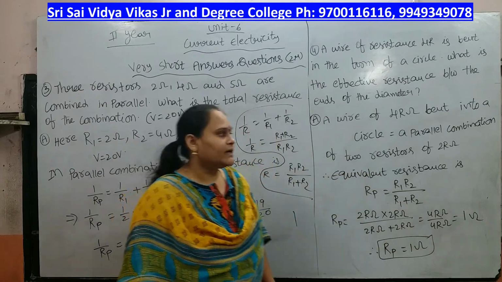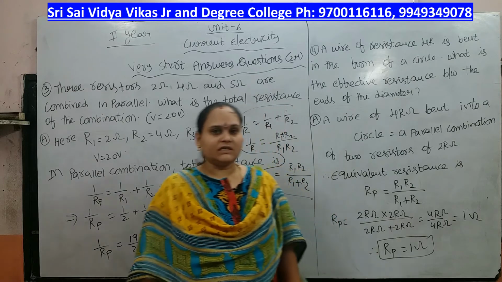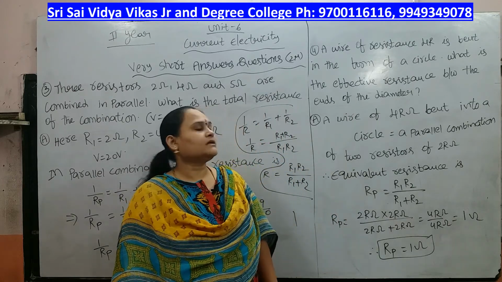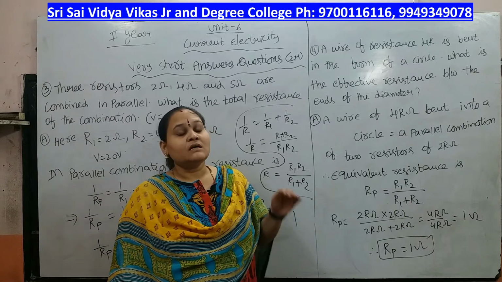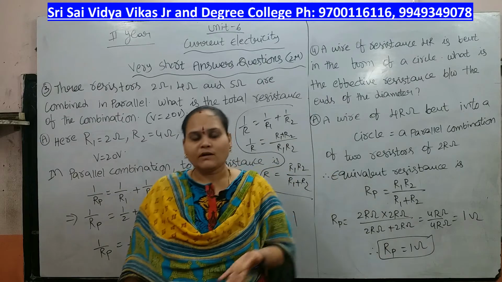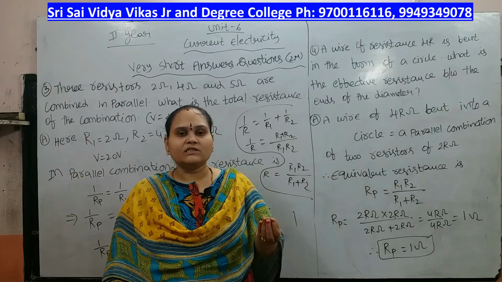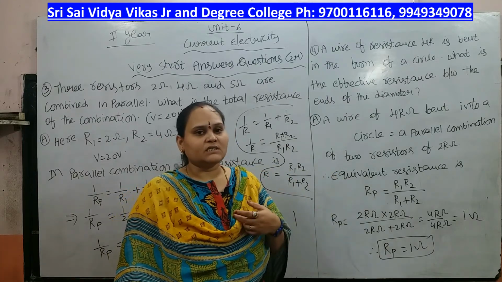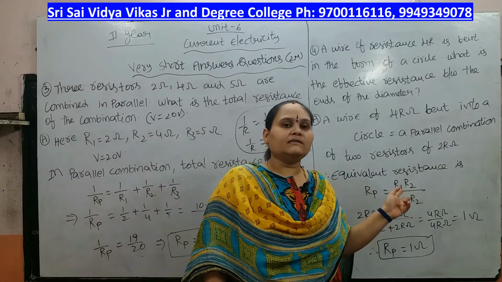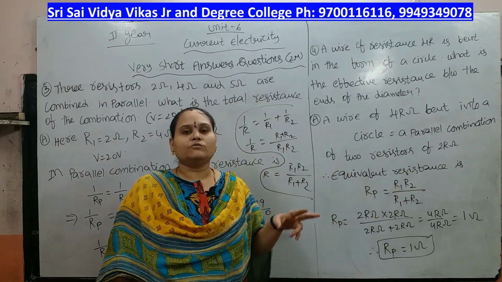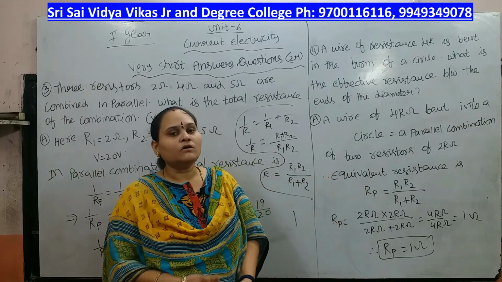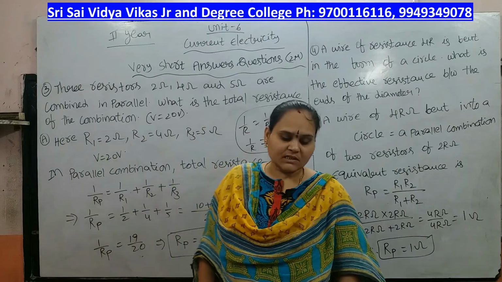Next we have a 4R ohm resistance. It is bent in the form of a circle. What is the effective resistance? So that is a parallel combination of two parts we can consider. 4R by 2 is nothing but 2R, so each one is a 2R ohm resistance. In parallel combination we have two resistances. Then the formula is Rp equal to R1 R2 by R1 plus R2. Substitute these values and we will get Rp equal to R ohm. And next we will discuss the next one.